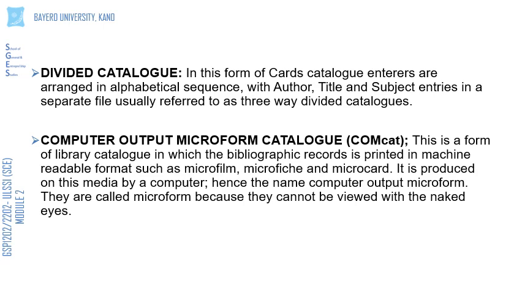This is a form of library catalog in which the bibliographic record is printed in machine readable formats such as microfilm, microfiche, and microcard. It is produced on this medium by a computer, hence the name computer output microform. They are called microforms because they cannot be viewed with the naked eye. Only with the use of a microform reader can you access such information.